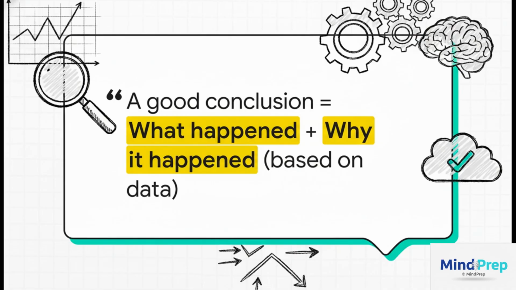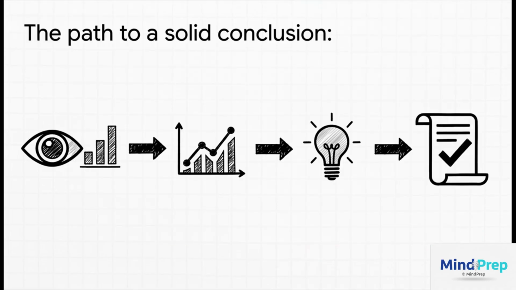First, you state what happened. That's the pattern you saw. And second, you explain why it happened, using only logic you can find in the data. What happened plus why it happened, that's it. And this little formula basically sums up our entire detective process, doesn't it? You start with a simple observation, you define the pattern, you come up with an explanation based only on the evidence, and that leads you straight to a solid, bulletproof conclusion.